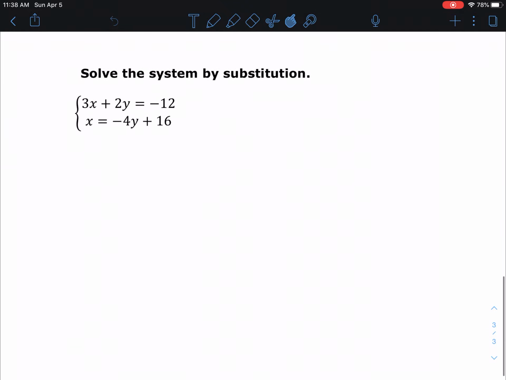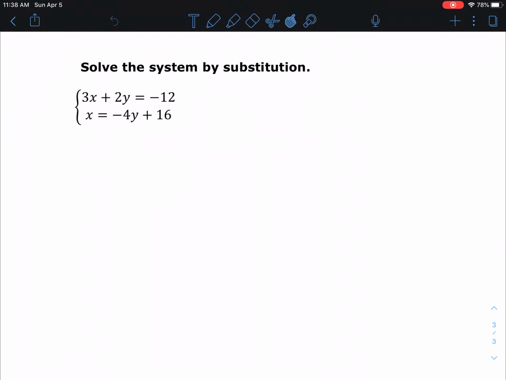Okay, so here's a system and they ask us to solve this by substitution. So first thing we want to do is see if you have at least one equation solved for x or y. In other words, says x equals or y equals. You can see the second equation we have x equals, so we have that. So this means we can substitute it into the other equation and replace x with what it equals. So x equals this, so it's going to go in for x right there, okay?